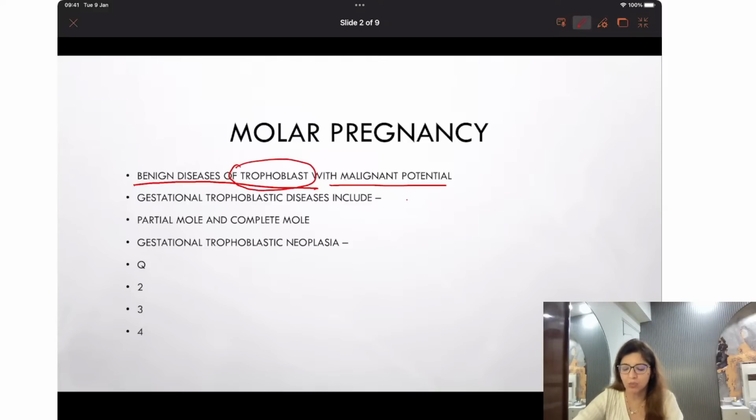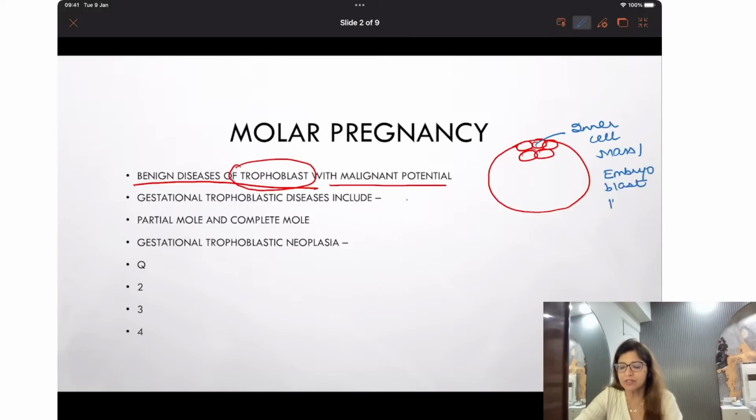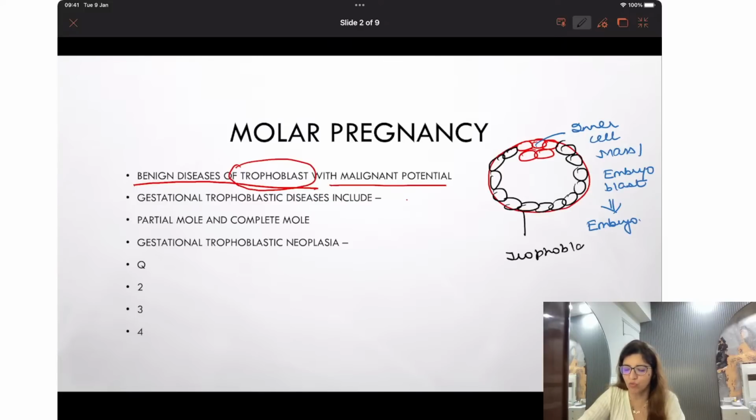Now, what is a trophoblast? Quickly let's revise. In a blastocyst, there are a few cells which are attached on one side, which are called the inner cell mass. Inner cell mass is also called the embryoblast. This embryoblast or inner cell mass is the one giving rise to the entire embryo. All the three germ layers are formed by this inner cell mass. And in the periphery there are cells. These cells are called trophoblast, right?